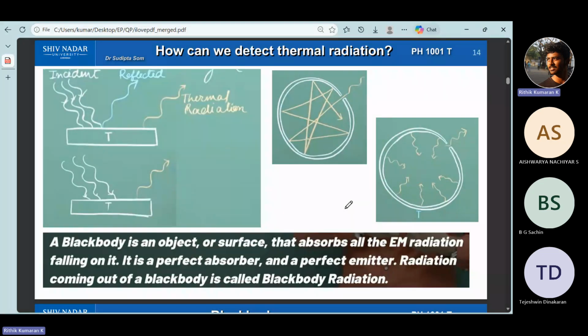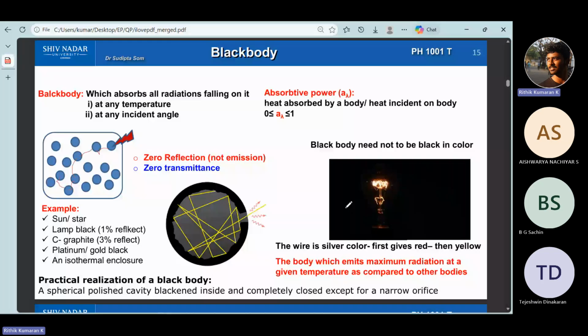Next, we are seeing some characteristics of the black body here. One is the absorptive power. It is basically the ratio of the heat absorbed to the heat incident. As you can see, power means output by input, right? The output is the heat absorbed by the body and the input is the heat incident on the body. So this ratio would always lie between 0 and 1, like a probability.